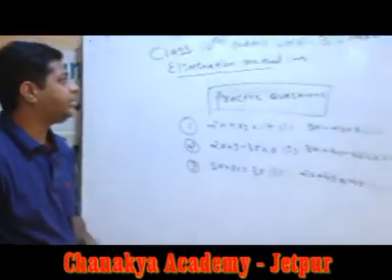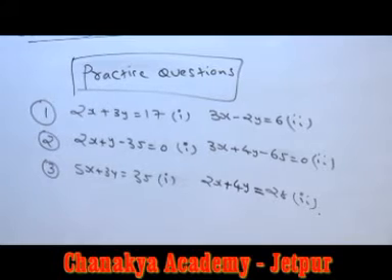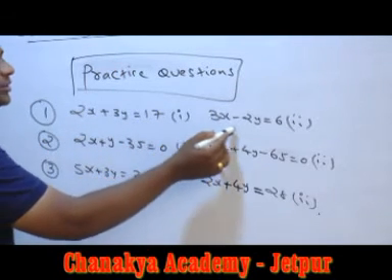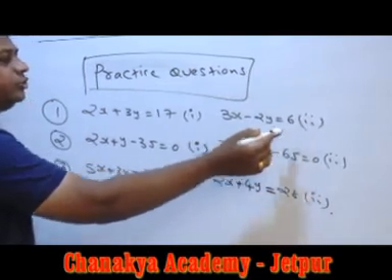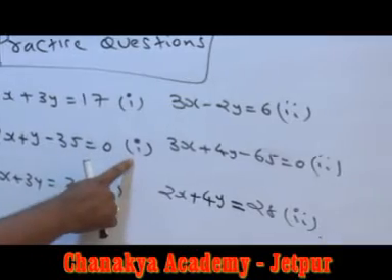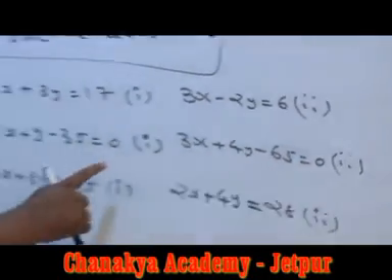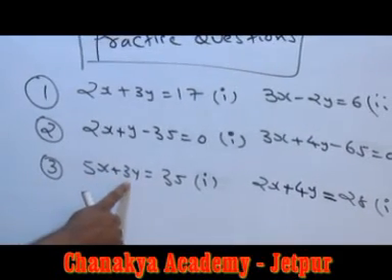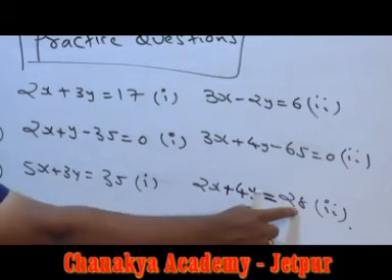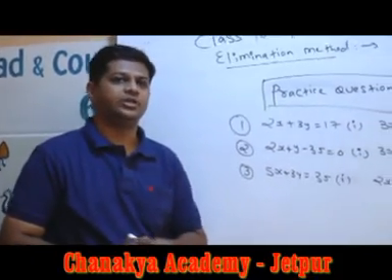Okay, now students, for elimination method there are several questions for practice. I have given 3 questions. Okay, first question is 2x plus 3y equal to 70, equation number 1. 3x minus 2y equal to 6, equation number 2. Our next question is 2x plus y minus 35 equal to 0, equation number 1. 3x plus 4y minus 65 equal to 0, equation number 2. Moving to next question, 5x plus 3y equal to 35, equation number 1. 2x plus 4y equal to 28, equation number 2. Students, more you practice, more you able to understand the elimination method.